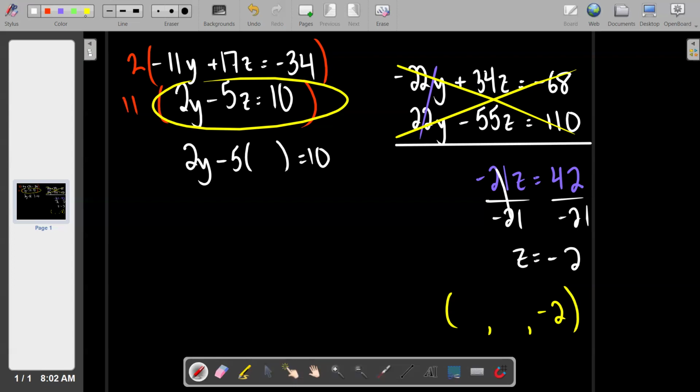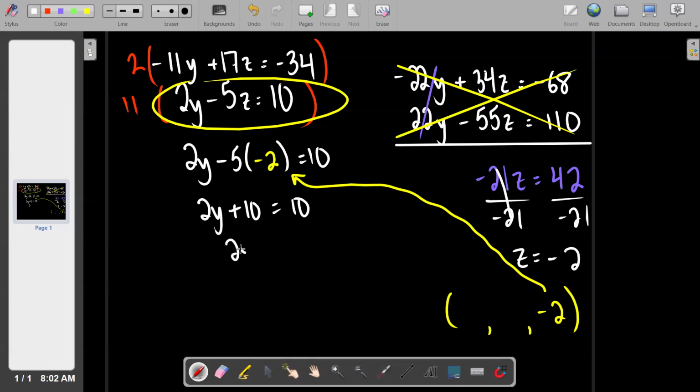And in that blank is going to go my negative 2. And then you math. So you get 2y plus 10 equals 10. So 2y equals 0. So y then equals 0. So we can complete the second piece of the puzzle by putting 0 in place of the y. And now it's time to storm the castle.